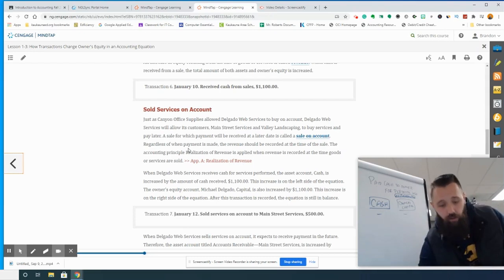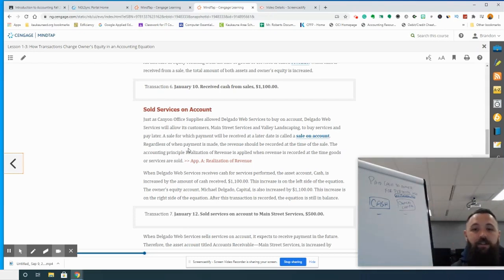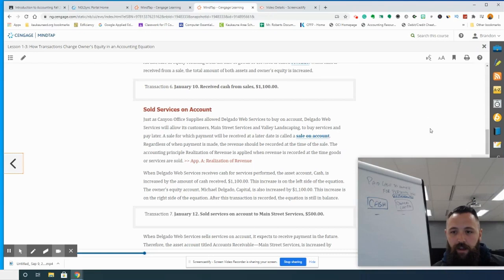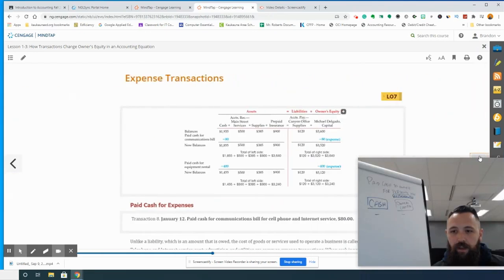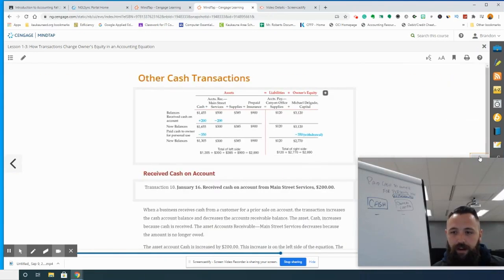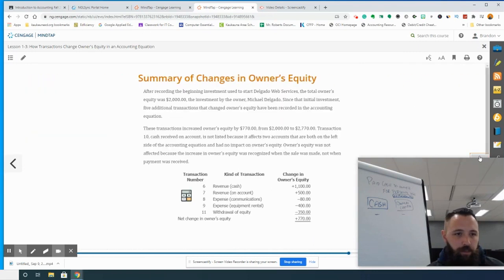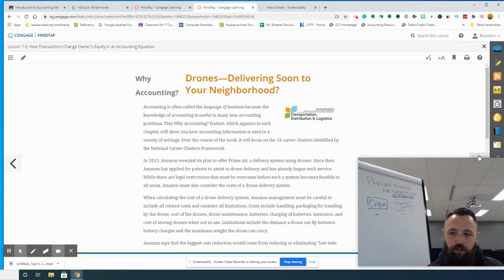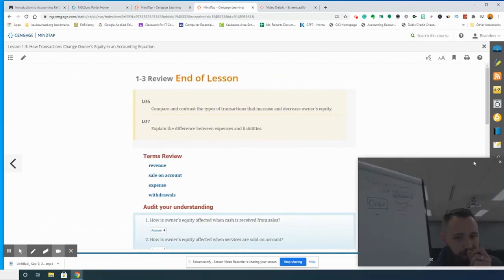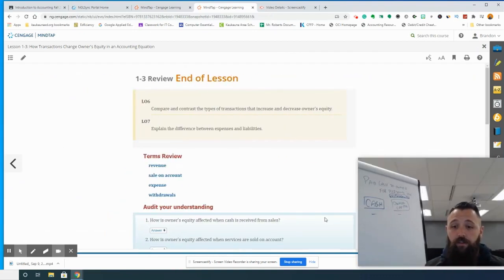All right. So that right there is our transactions for the day. Hopefully writing it out, if you're not here, might help a little bit. You see they kind of do a summary of those transactions, but this is 1-3 for the most part with those transactions. And now we're going to work on the work together and on your own. So I will see you in a second.